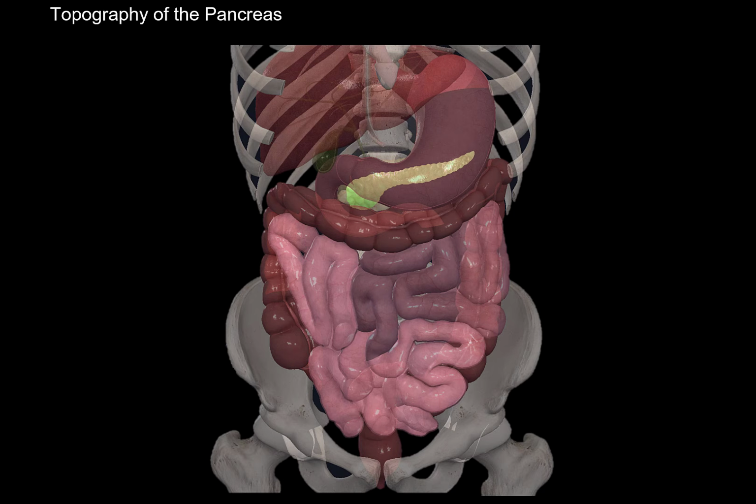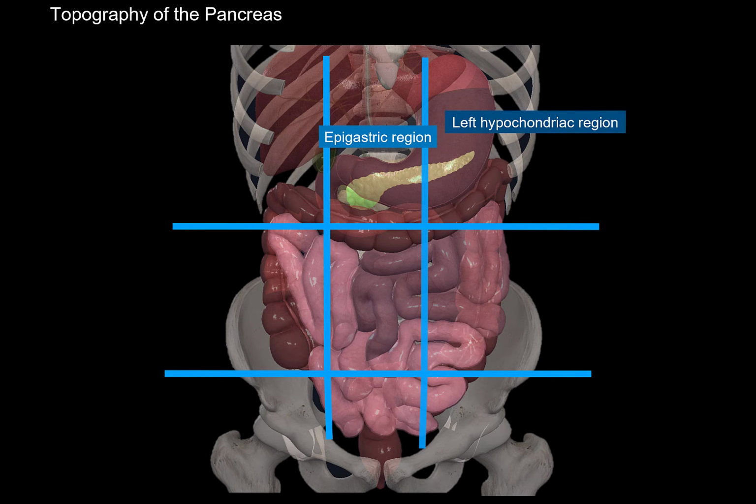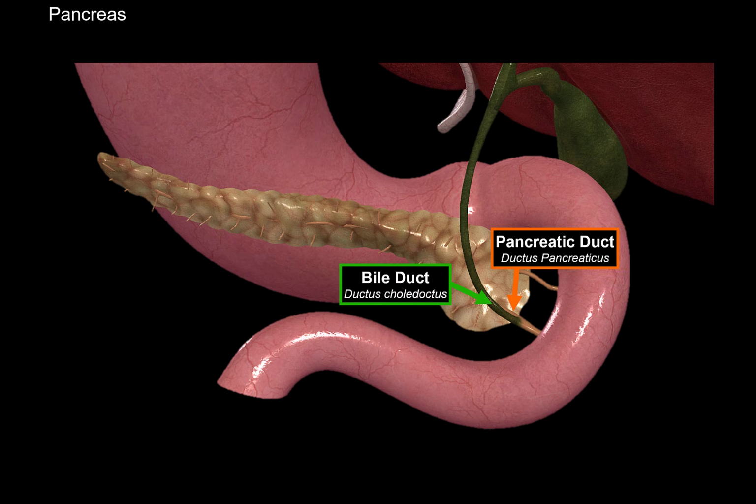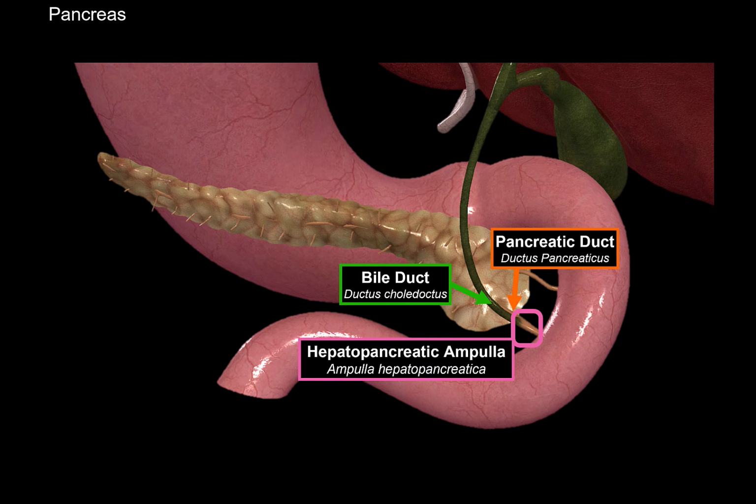Now topographically, here I've faded away all other structures so that we can see the pancreas. The pancreas lies in the epigastric region and the left hypochondriac region. So the head and the body lie in the epigastric region, and the tail lies in the left hypochondriac region. Alright, if we go back to this picture again, this is a posterior view of the pancreas after removing some parts of it. Remember, the bile duct will join with the pancreatic duct to form the hepatopancreatic ampulla.